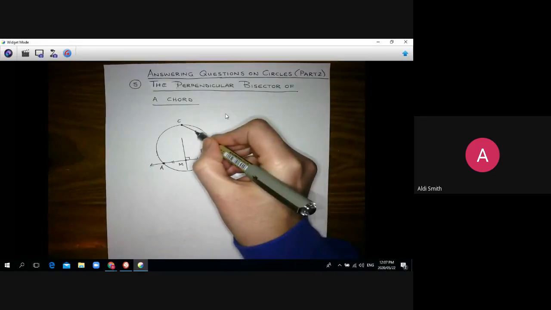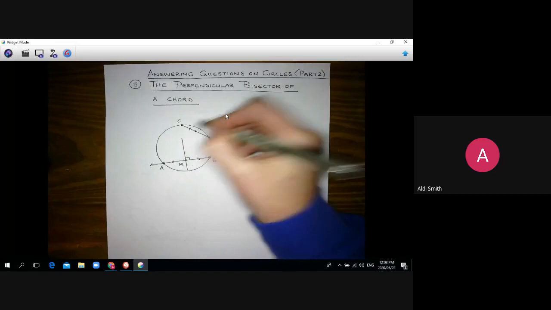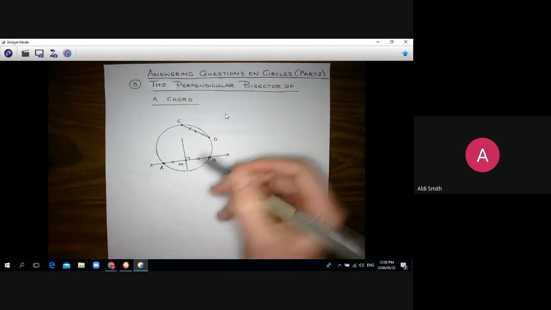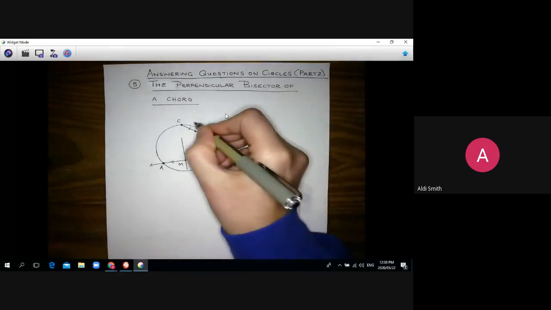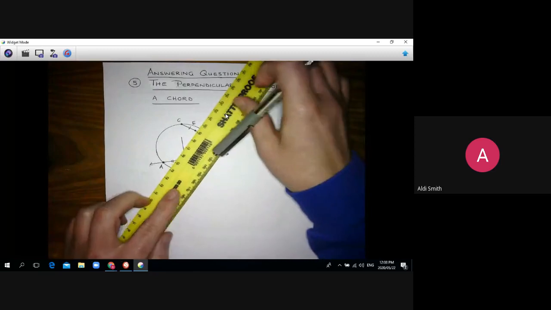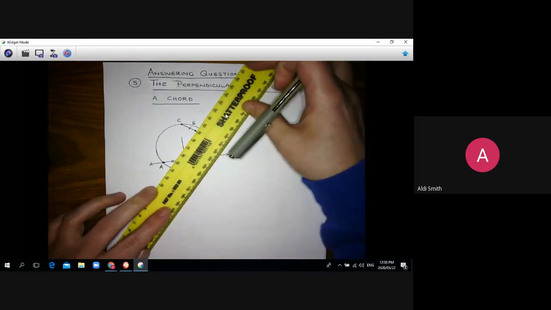So again, what I do is I find the midpoint. So that is equal to that. So obviously I can't call this point M because I called this one point M. So I'm going to call this point E, which is then the midpoint of that chord. And then I again draw that perpendicular bisector, so I draw that 90-degree line.